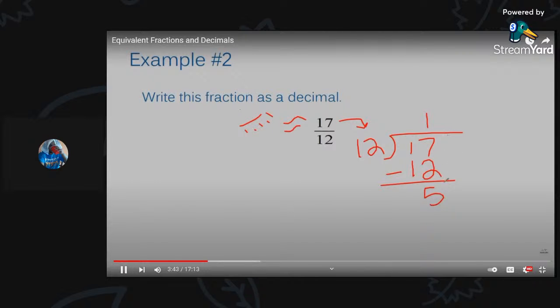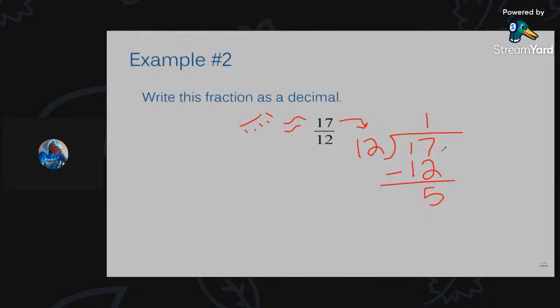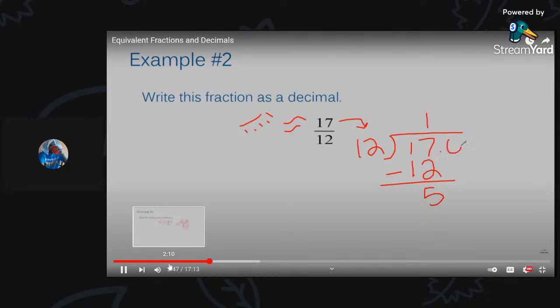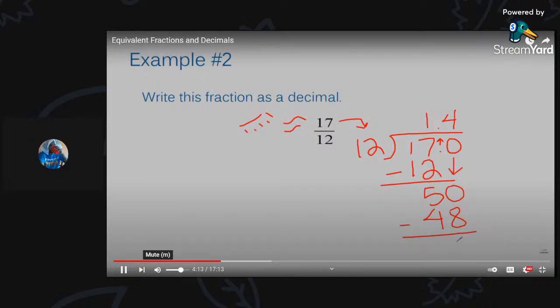0 so I can have something to bring down. But I must also add a decimal up above. As soon as you write a decimal down, your decimal always comes up above. Now I can bring down my 0. And I ask myself, how many times does 12 go into 50? It goes in 4 times, and that's 48. I subtract and I get 2.